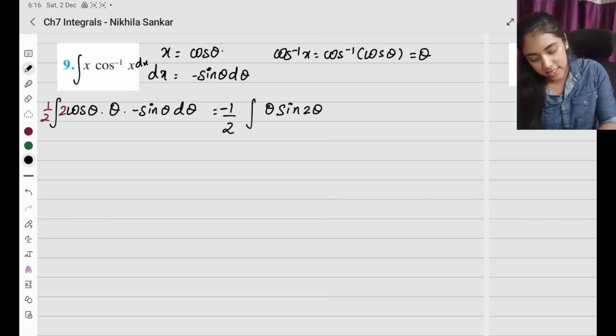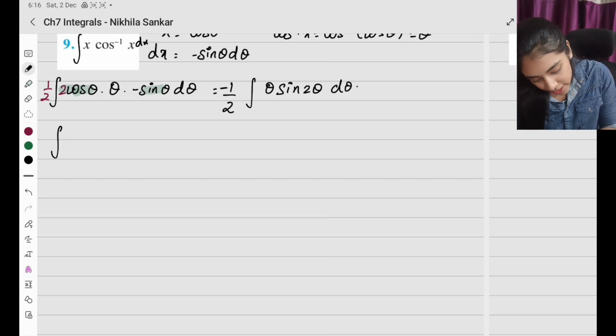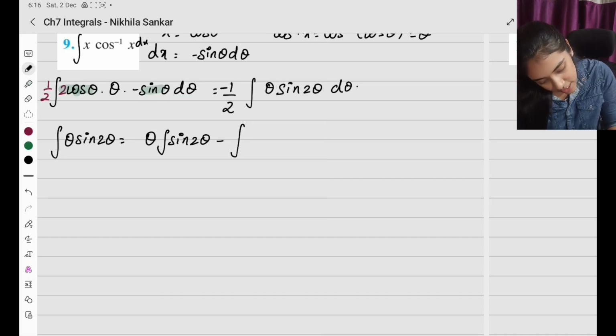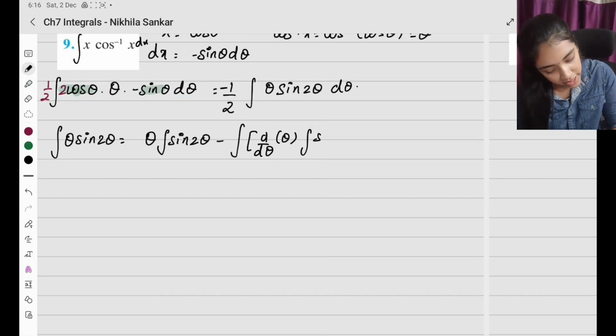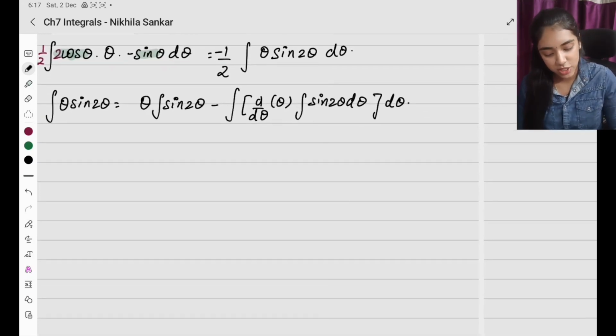2 sin theta cos theta is going to be sin 2 theta times d theta. Now let's solve this integral. So the integral of theta sin 2 theta is going to be first function times integral of second function, minus open bracket d by d theta of first function times integral of second function, close bracket, times d theta. Okay, now my variable has changed from x to theta.